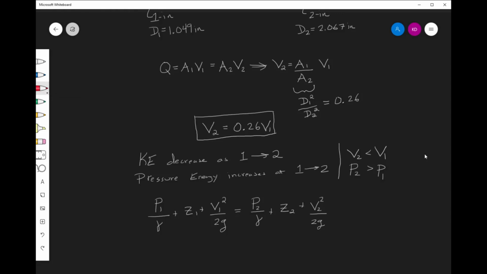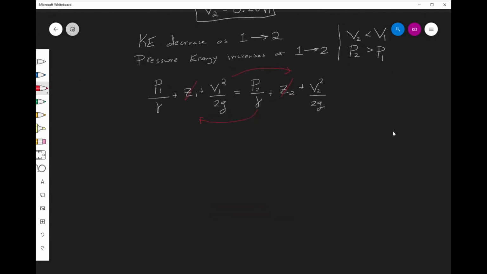Now, there are some simplifications that we could do right off the bat. We already stated that Z1 equals Z2. That means they'll cancel on both sides of the equation. And I want to solve for the pressure difference. In order to do that, I'm going to subtract P2 over gamma from both sides and bring it over to the left. And then I'm going to subtract the velocity head at 1 from both sides, which would bring it over to the right. So that rearranges this expression as follows. I have that P1 over gamma minus P2 over gamma equals V2 squared over 2g minus V1 squared over 2g.